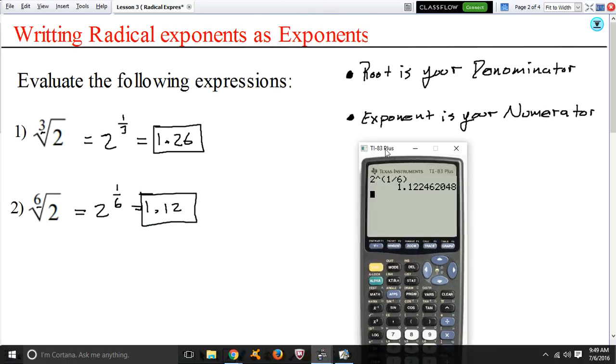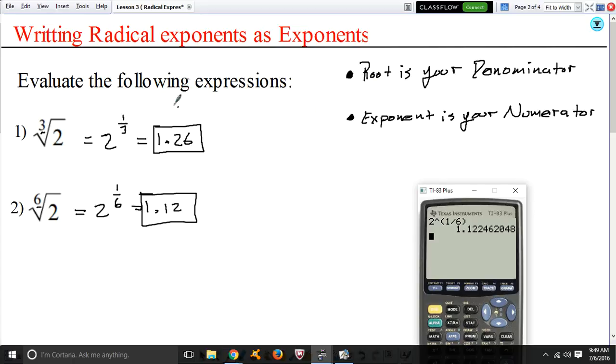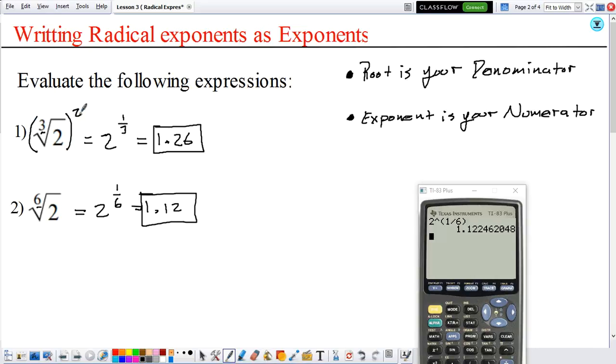This is pretty much the main idea here. If we're going from root to exponents, your exponent is always going to be written as a fraction, and every fraction has a numerator and denominator. If you see any exponent, that's going to be your numerator. In both these cases, we didn't see any exponent. We didn't see the root being raised to some number, so that means my numerator is just 1. The root is your denominator, so that becomes 1/3, and then you find this using your calculator. The same idea here: your root is 6, so your root is your denominator. There's no exponent, so that becomes 1. 2 to the 1/6 is 1.12.